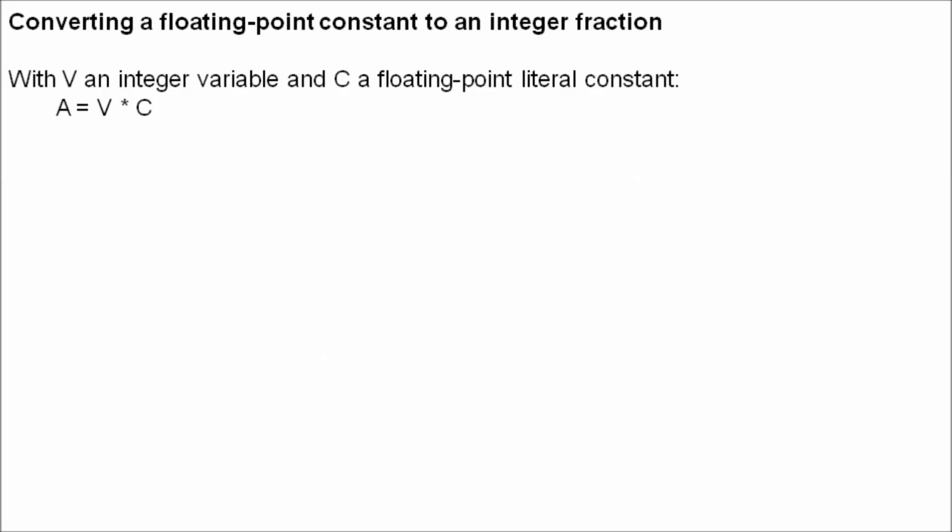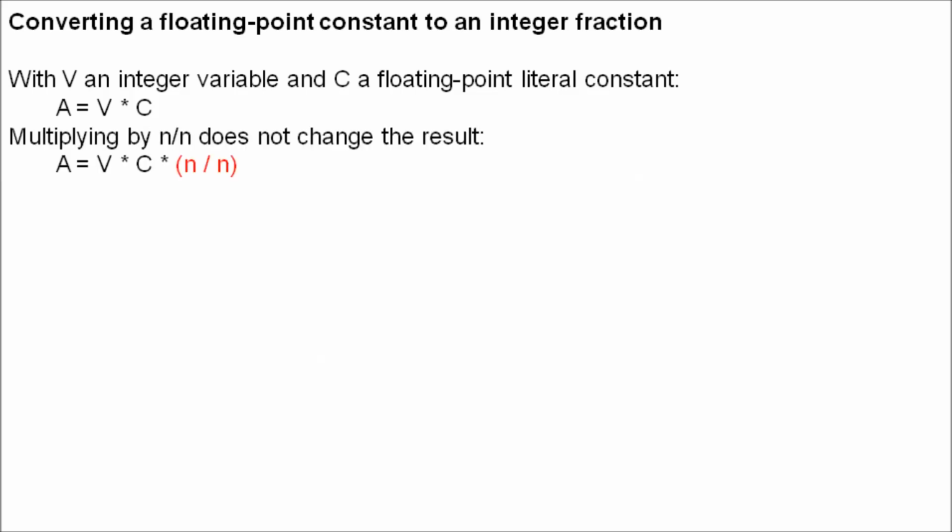What we will do now is create an expression that can contain a floating point constant and convert it to an integer fraction within the expression. We can multiply the expression with n over n without changing the result, because n over n is equal to 1. The value n must be a positive integer literal constant, but we won't worry about its value at present. We now need to modify this so that it can be used in a C expression that uses integer arithmetic operations.